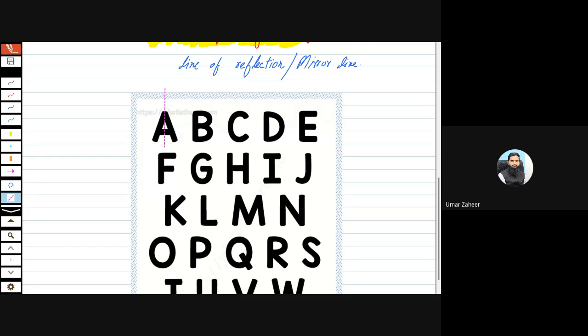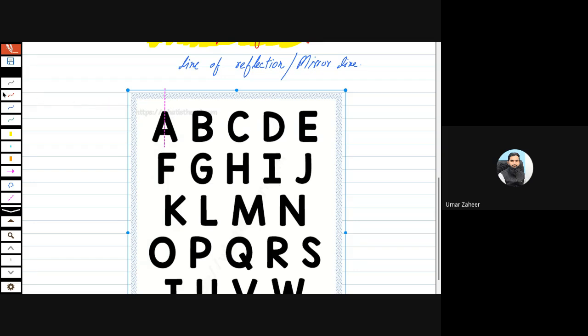Is there any other line of symmetry in A? Horizontal. Now, if you make a horizontal line, clearly you are not going to get the image of this part here. This means that we don't have any symmetry there. So this means that we have only one line of symmetry in A.